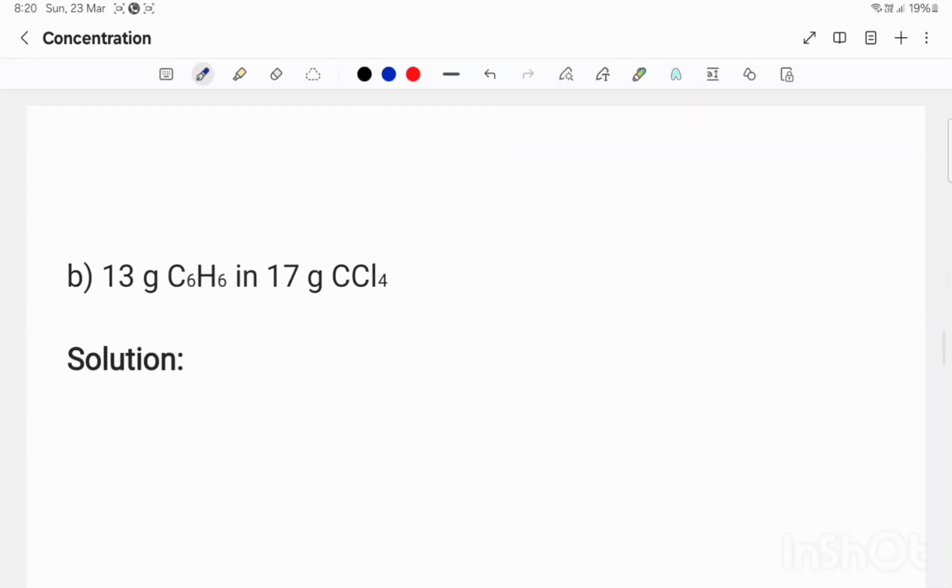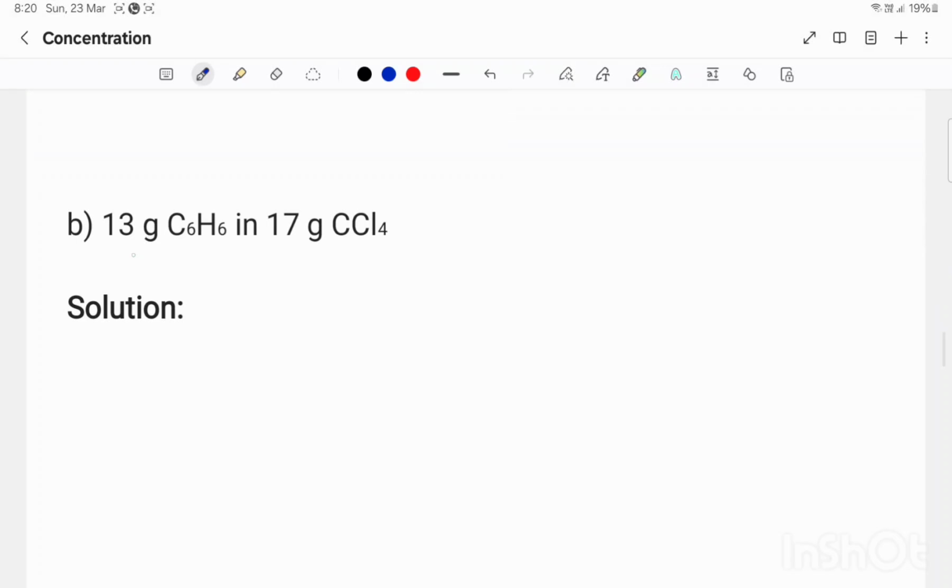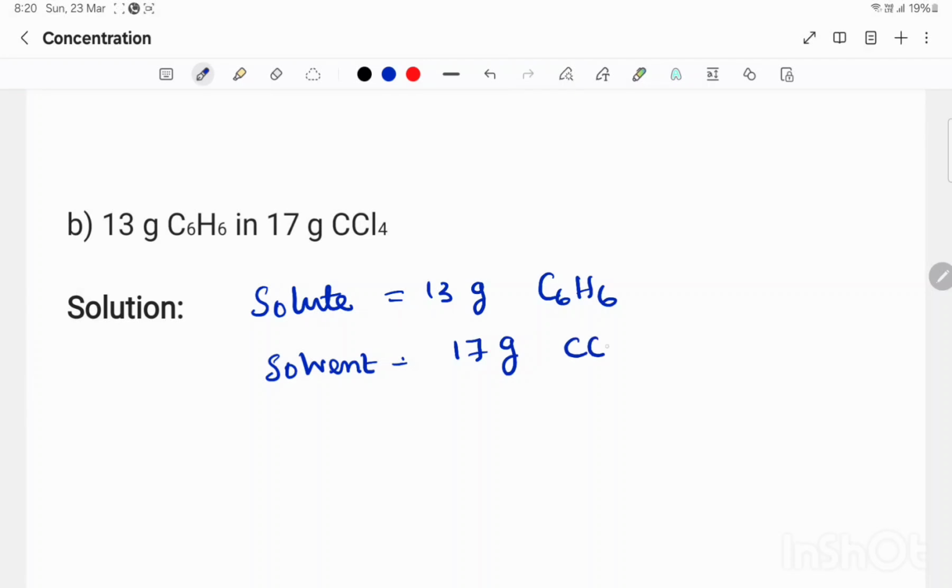Next problem is the same, molality. They asked us to find out the molality of 13 gram of C6H6 in 17 gram of CCl4. So here the solute is 13 gram of C6H6 and the solvent is 17 gram of CCl4. So we have to convert the solute into gram mole.